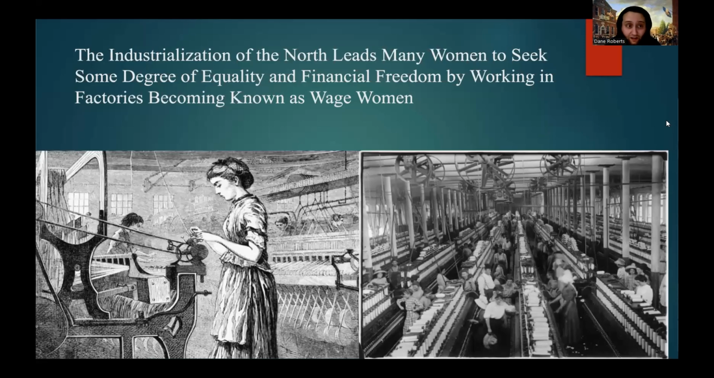One interesting effect of industrialization in the North during the Jacksonian era is that industrialization would actually lead to some degree of increase in equality and financial freedom for women, as many women would seek to work in factories to gain this equality and financial freedom, becoming known as wage women.